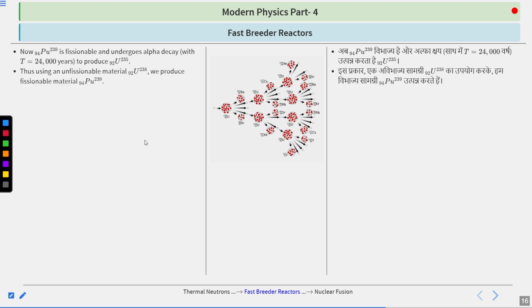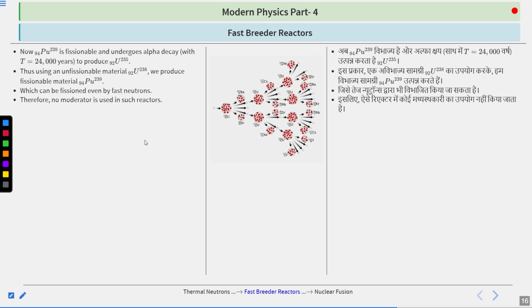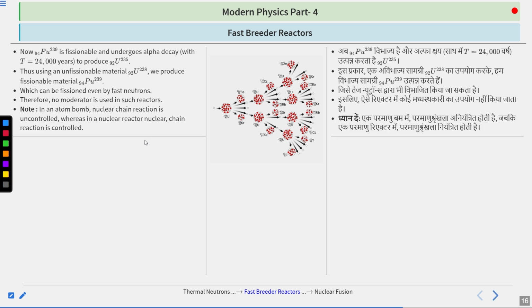Thus, using an unfissionable material like uranium-238, we produce a fissionable material like plutonium-239, which could be fissioned even by fast neutrons. Therefore, no moderator is used in such reactors. There is a note: in an atom bomb, the nuclear chain reaction is uncontrolled, whereas in a nuclear reactor, the nuclear chain reaction is controlled.